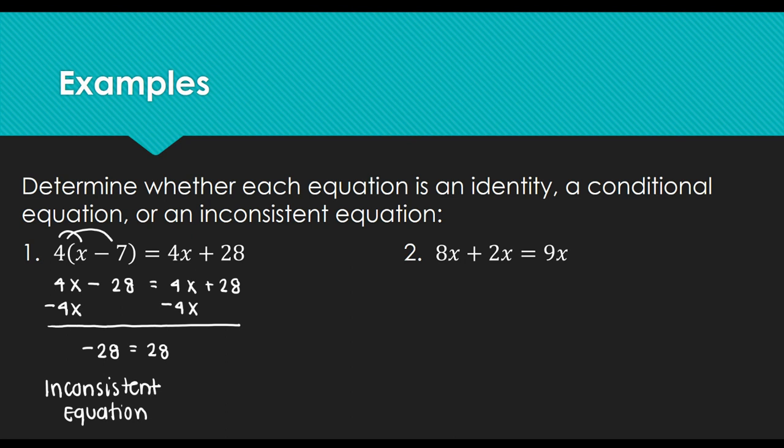Okay. In number 2, if I have 8x plus 2x equals 9x, well, on the left-hand side, I can combine those like terms. Because those both have x, I'm going to start combining by moving that 9x over to the other side. Notice that that turns into 1x. Over here, that equals 0. So notice I was able to get a value for x, and because I can get at least one number that works for this equation, that tells me that I have a conditional equation.